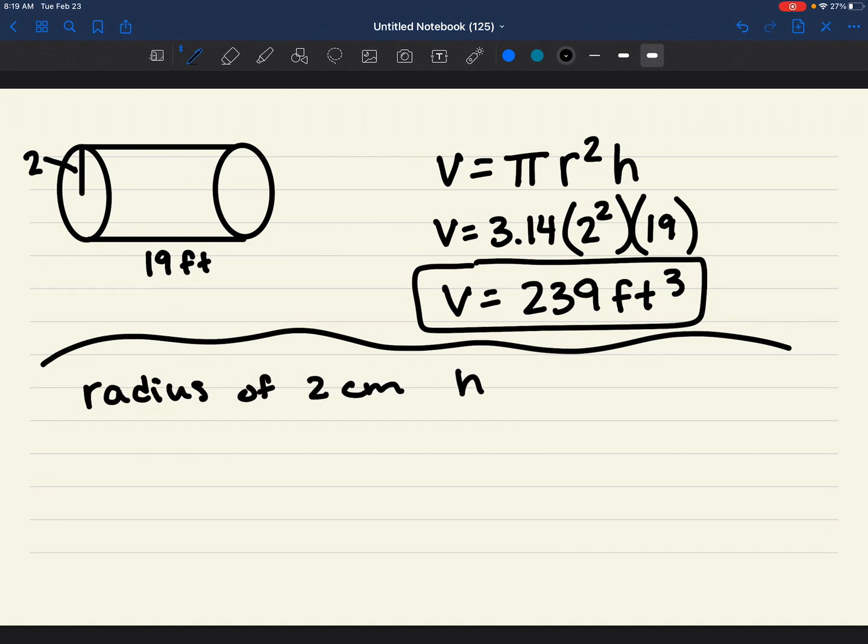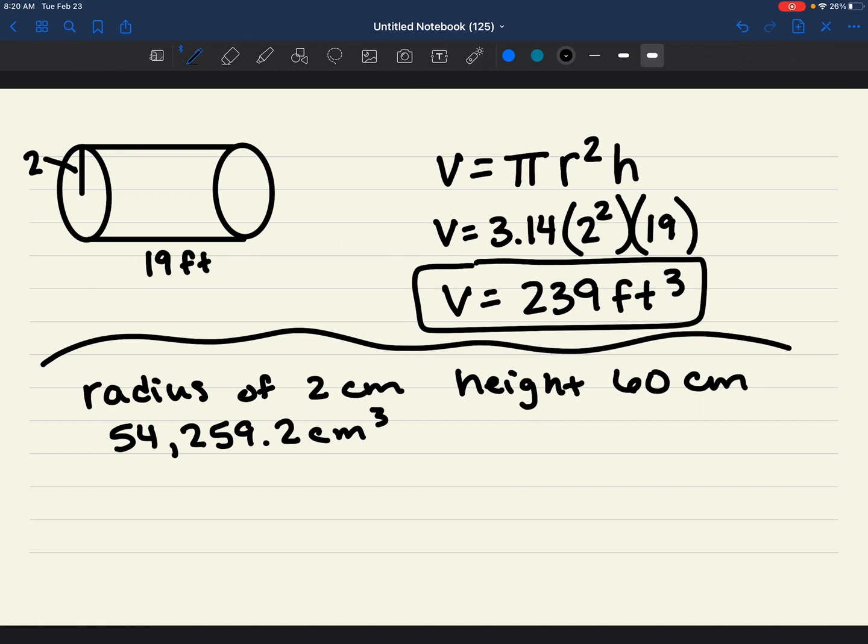What if they tell you that a company makes steel rods that are shaped like cylinders? Each rod has a radius of 2 centimeters and a height of 60 centimeters. It says if the company uses 54,259.2 centimeters cubed of steel, how many rods did they make? Okay, anybody think they can do it? Similar to the problem we had yesterday.